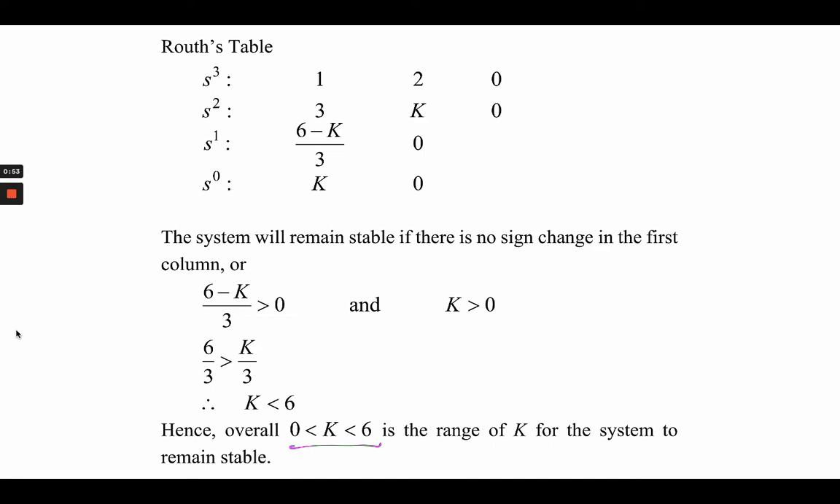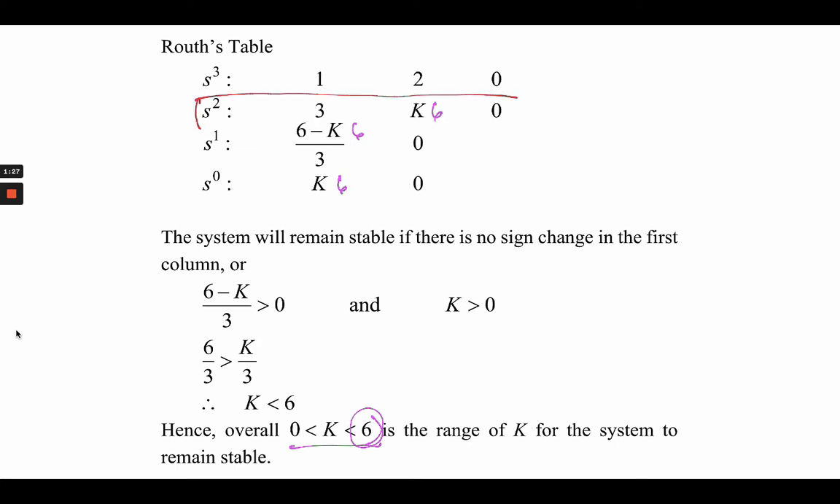So how do we find the auxiliary equation? We take the largest value of k, which in this case is 6, and then we replace it into the Routh table. So we replace k equals 6 here, 6, and then 6 over here. At this position we have 6 minus 6 over 3 equals 0. So we can take the row above that 0.